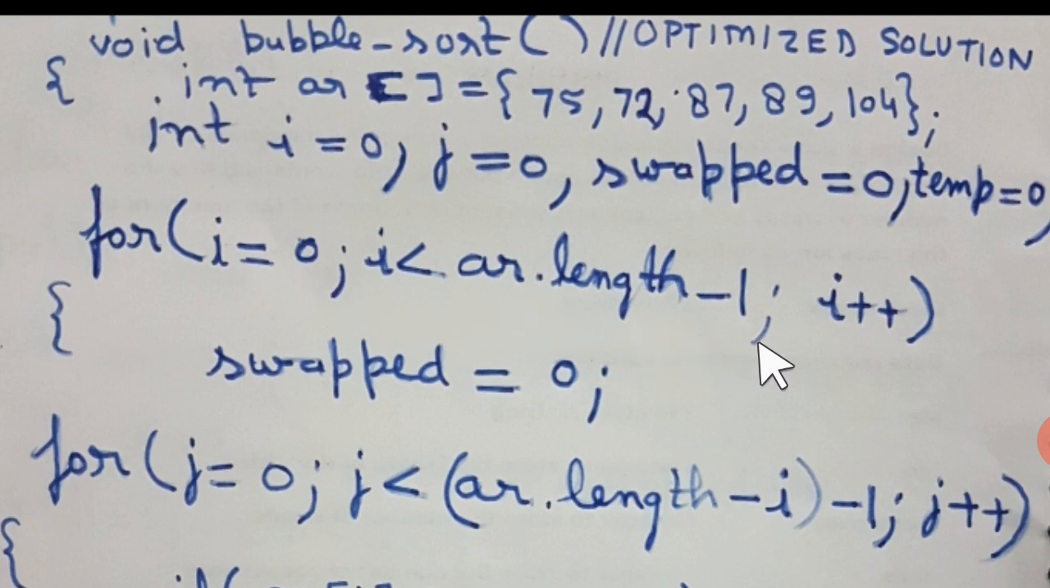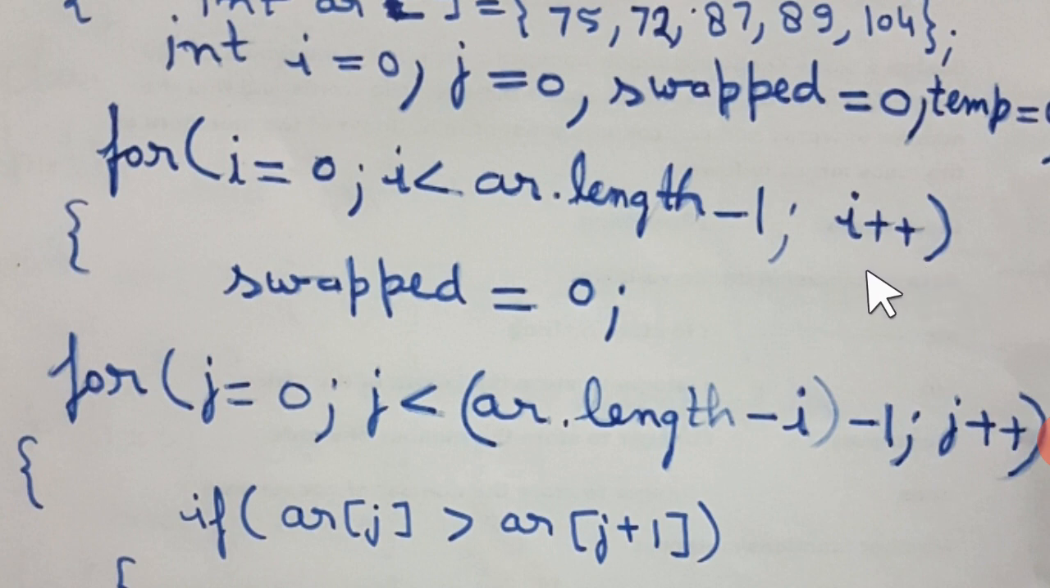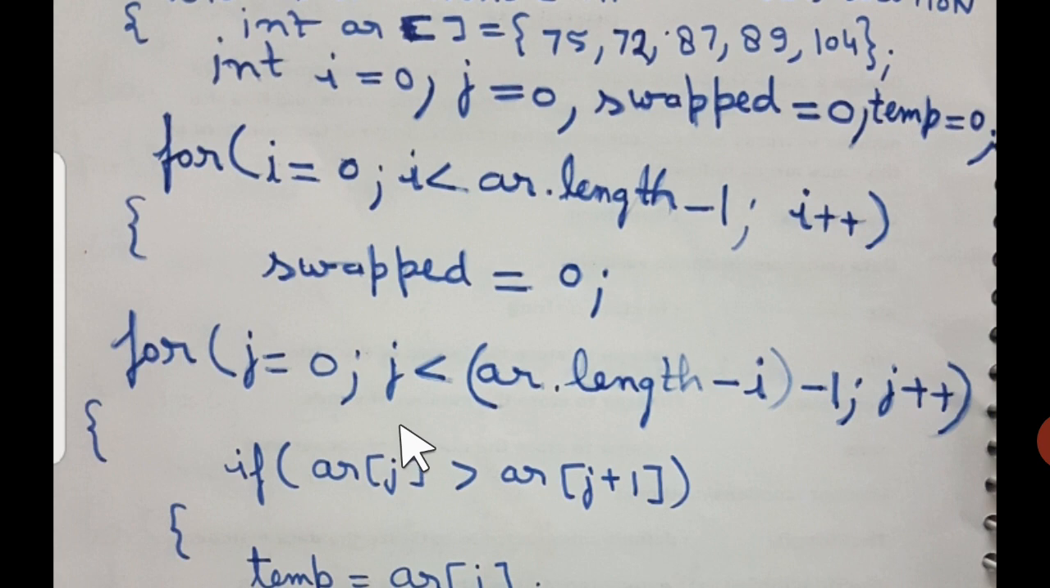Now students, what we do here: for i = 0; i < ar.length - 1; i++. Alright, same loop for passes, no change. Now swapped will be reinitialized here with 0, so swapped = 0. After that, students, we have here the loop for compare and swap, so it is already there: j = 0; j < ar.length - i - 1; j++.